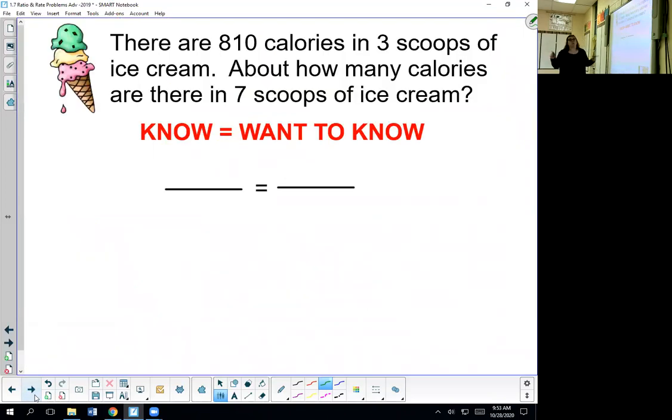So let's look at another one, okay? There are 810 calories in 3 scoops of ice cream. Holy moly, okay.